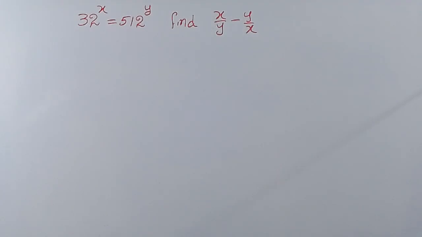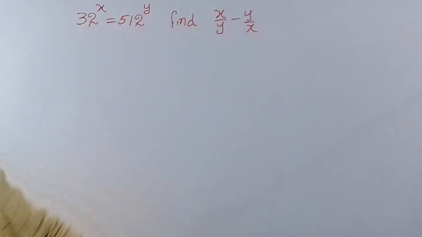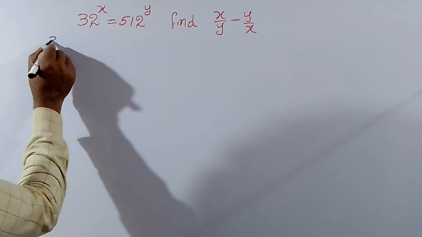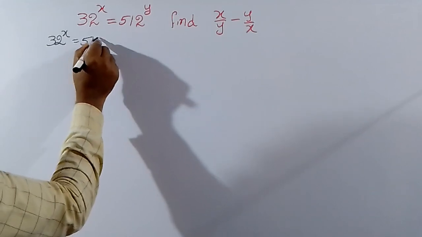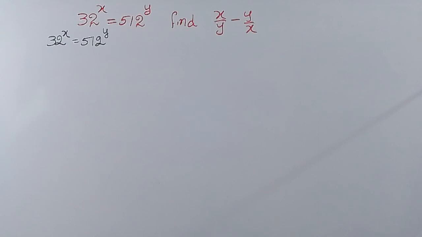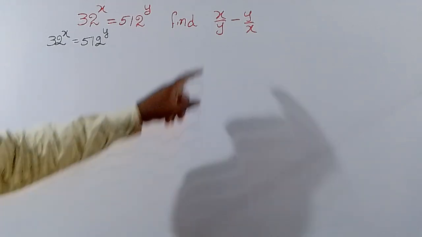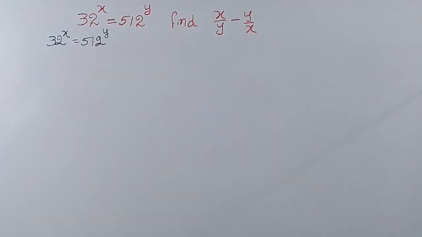32 power x is equal to 512 power y. Then you will find out the value of x by y minus y by x. Okay, Andy? So what is given in the question? 32 power x is equal to 512 power y. This is the given equation. You will find out x by y minus y by x.